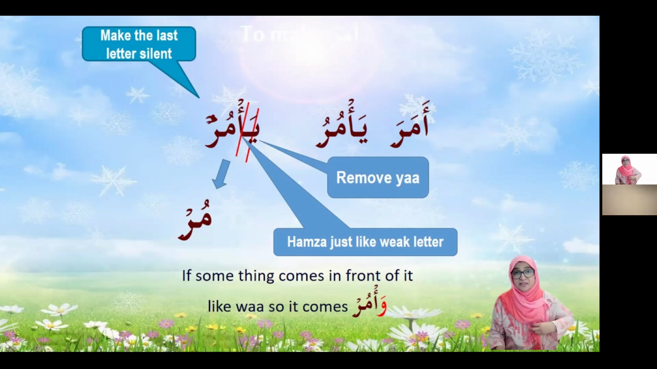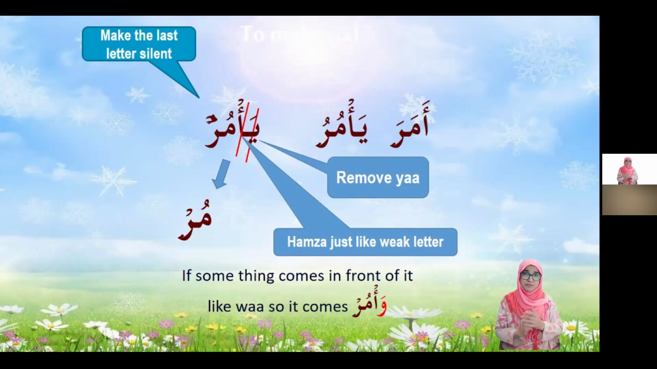And as it is, alif is a weak letter. So we will drop that also. We will drop it totally. What's remaining? Mur. And so mur becomes the fa'il amar. This is the way I'm trying to teach you mur. Mur. Simple. No amur, nothing. Mur is fa'il amar.